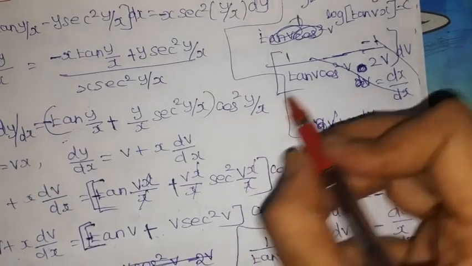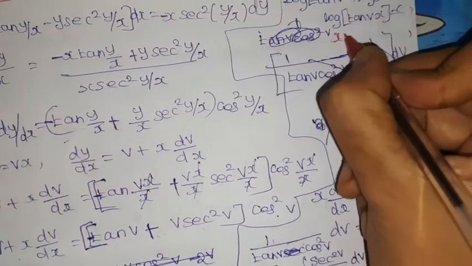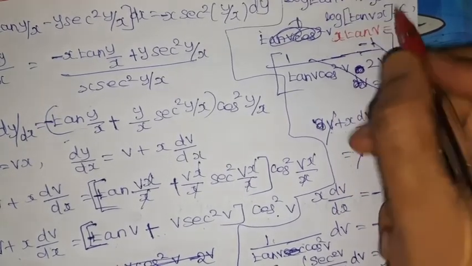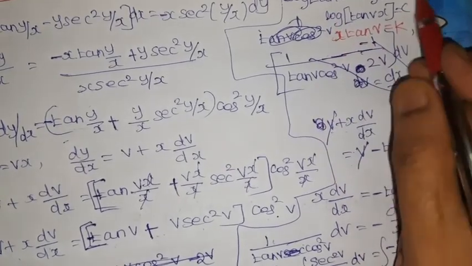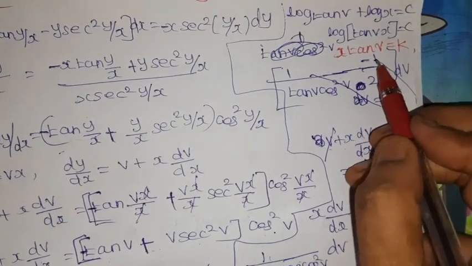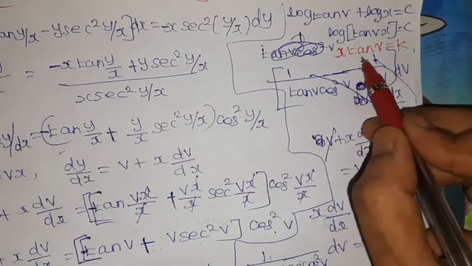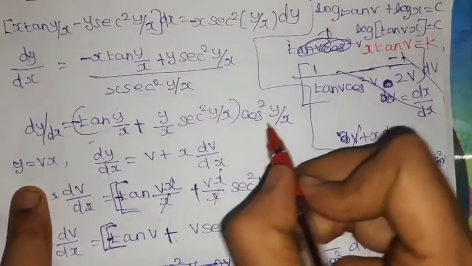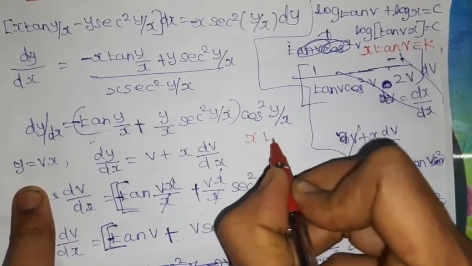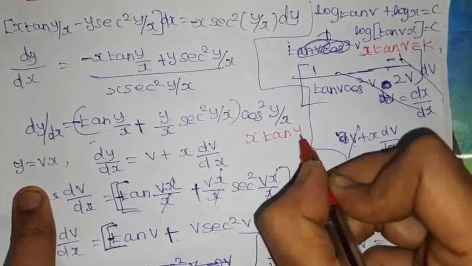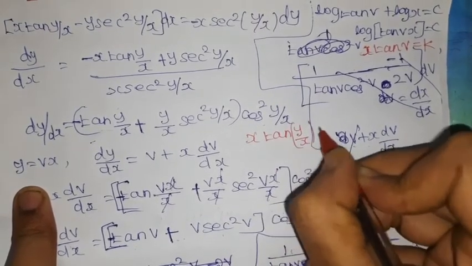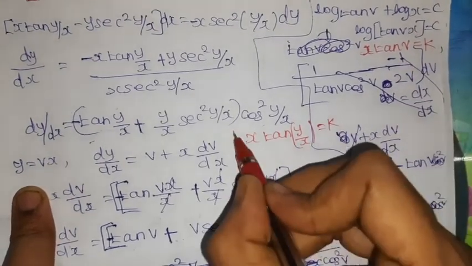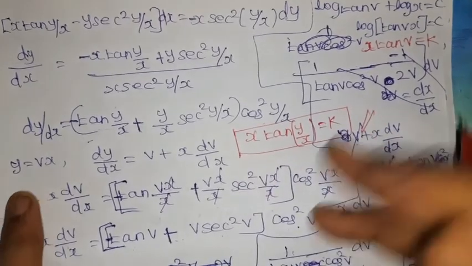x into tan v equal to some constant k. When taking anti-log, e power c is also some constant, so it is a constant k. Now substituting v equal to y by x, what will we get? x into tan of y by x equal to k. So this is the solution for this problem.